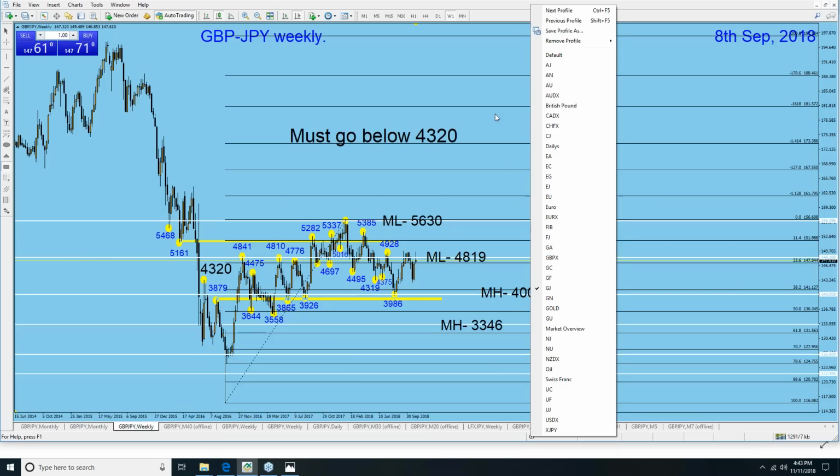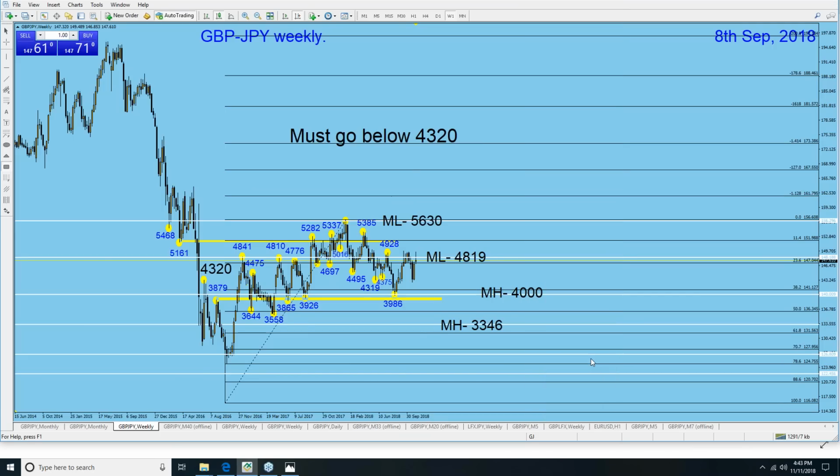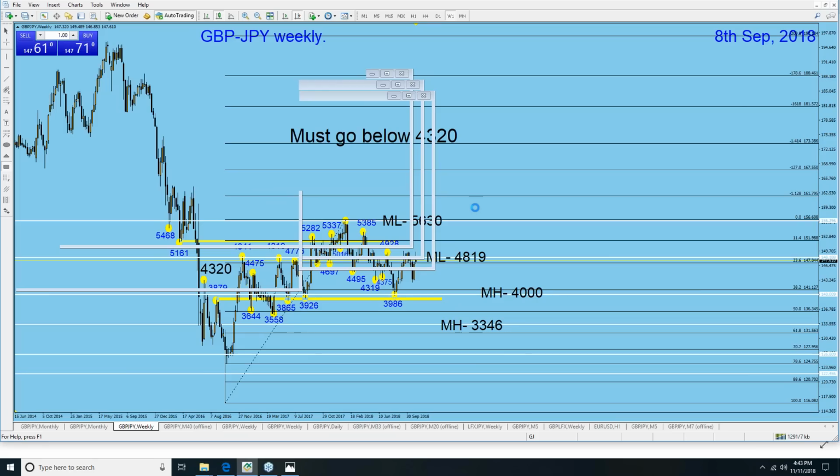Okay, so now let me show you the New Zealand index. I want to just show you the New Zealand index, and then there is another pair that I made the chart for a long time ago. It's very nicely coming down slowly.